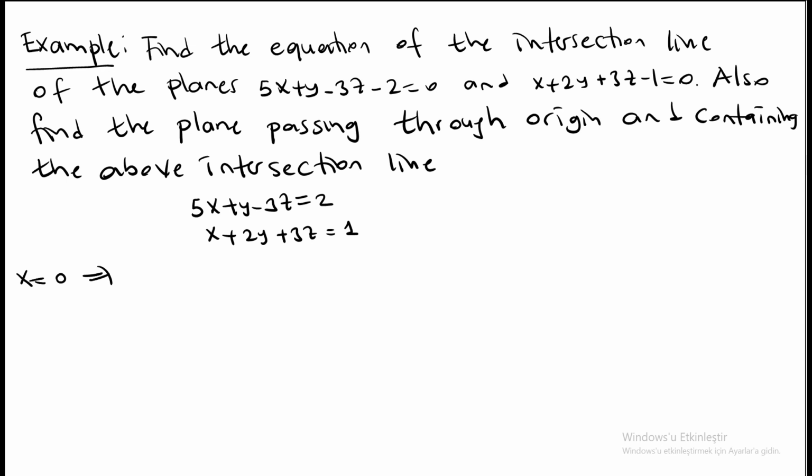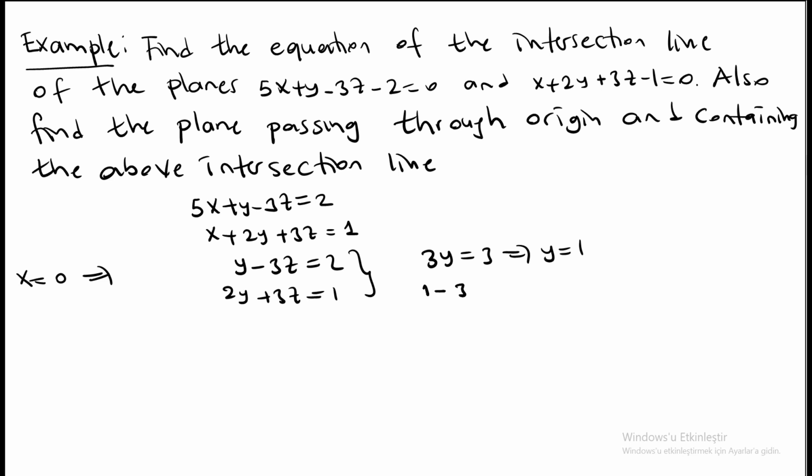The first one, if x is 0, you have y minus 3 times z equals 2, and 2 times y plus 3 times z equals 1. So from this, you have 3 times y equals 3, y becomes 1, and if y is 1, then you have 1 minus 3 times z equals 2. So from this, you have z equals negative 1 over 3. So our first point is 0, 1, and negative 1 over 3. This is the first point.